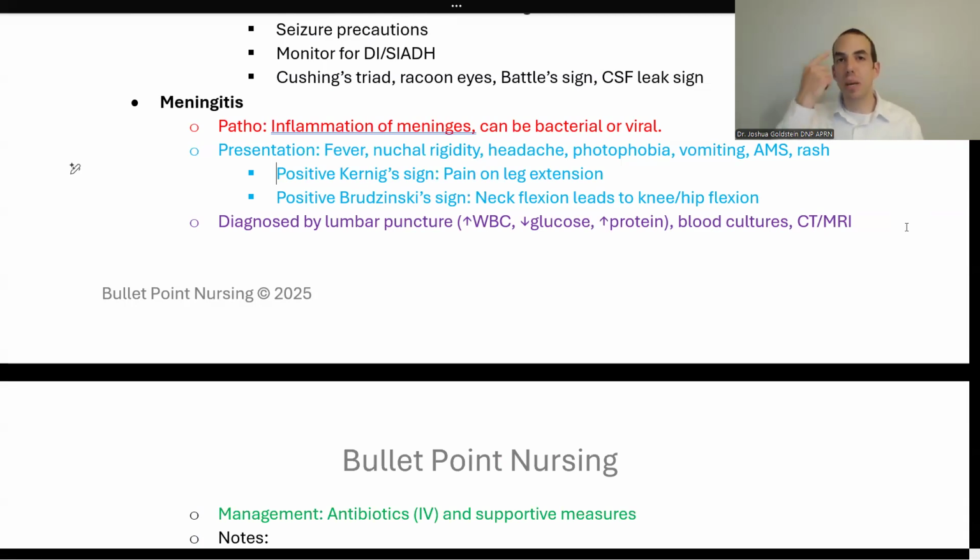Also monitor their eyes and ears, because these are complications that may present in a TBI. Raccoon eyes is where the patient gets periorbital ecchymosis, where they have bleeding around the eyes, not on the eyes, but around the eye socket, and usually that's bilateral. Battle's sign is where the patient gets ecchymosis, which is bruising behind the ears, and both of those are signs of a basilar skull fracture.